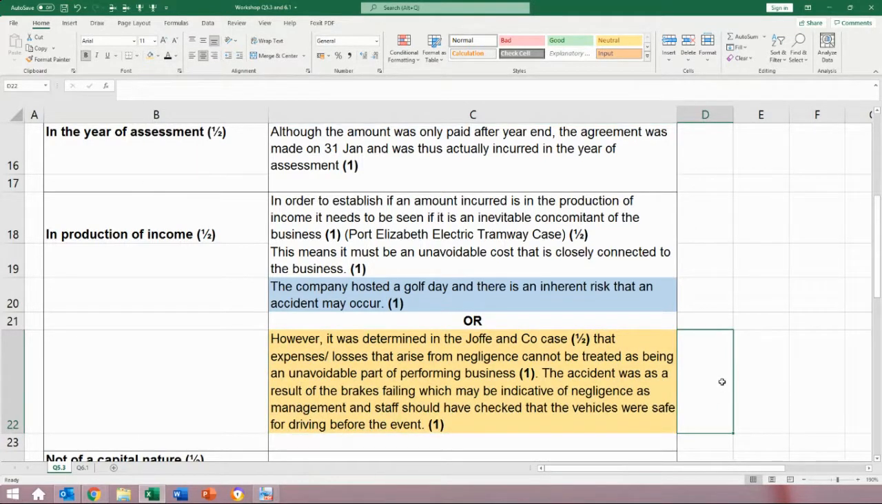Now, what could have resulted in you thinking that it is negligent is the fact that the brakes failed on the golf cart. And normally one would expect that management or the staff would have checked the vehicles before they actually gave them to the players to use. So in that case, you could have argued, okay, no, I don't think this would be deductible because it is part of the business negligence that this expense was incurred.